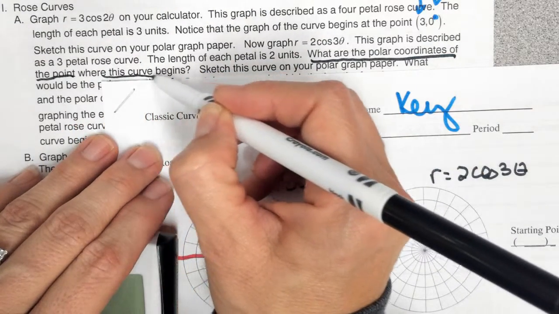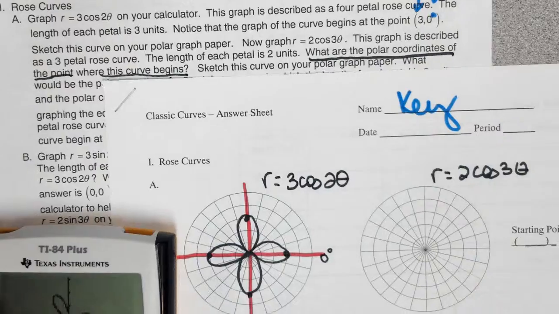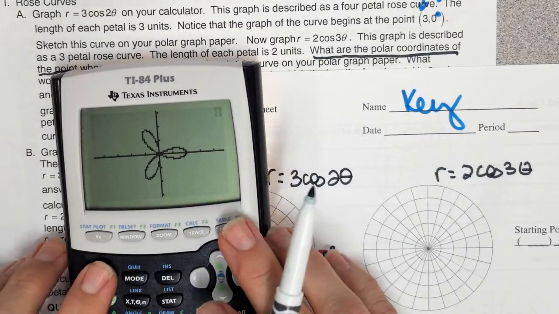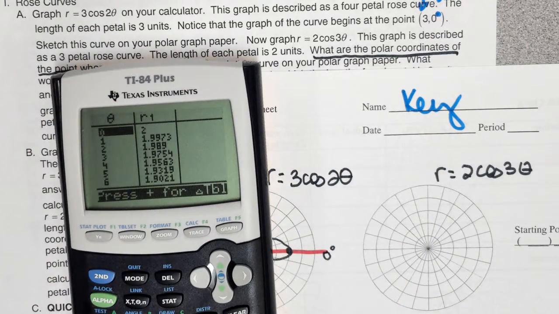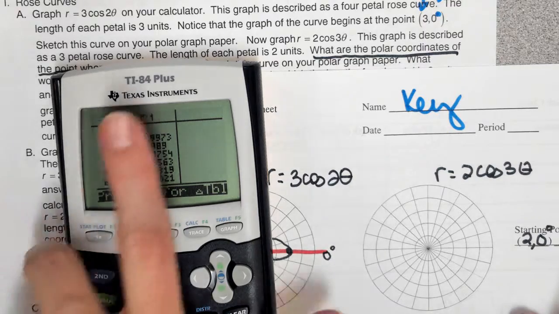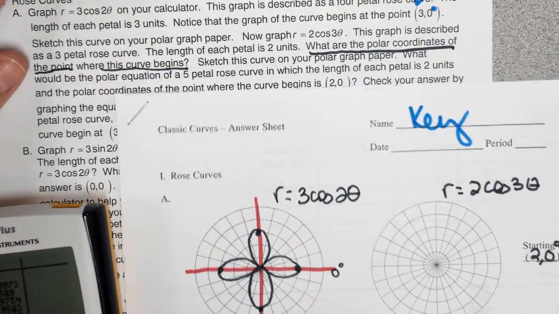Where did I tell you to go look? Table. Very nice. Somebody was listening. So everybody go to your table. Where does it begin at? 2, 0. Ooh, nice. You write it backwards from here. So the radius is 2, the theta is 0 degrees. Everybody okay with that? All right, we're going to continue to read.